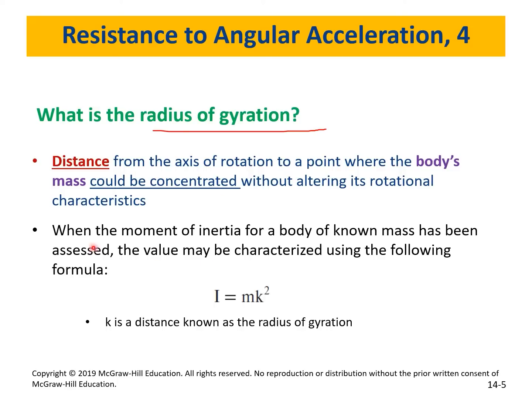And when we do this, when the moment of inertia for a body of known mass has been assessed, the value can be characterized using the formula I equals m, which is the mass of the body, times k squared. K is the radius of gyration. K is the distance known as the radius of gyration. Remember? Does it make sense? So it's just an assumption or simplification that all the masses are concentrated there to find the moment of inertia. Are we good, guys, with this? Any questions? Yes. And they're going to solve a problem related to that.